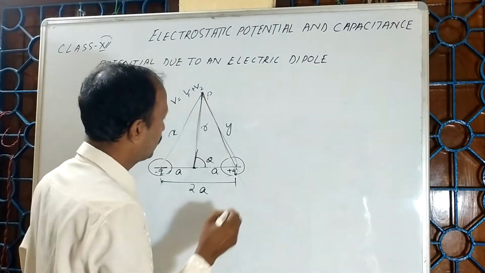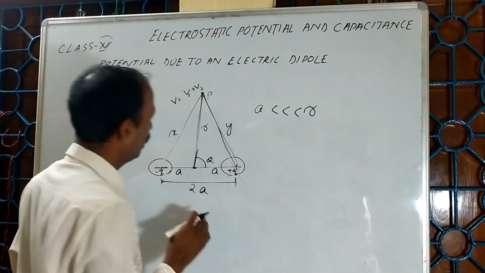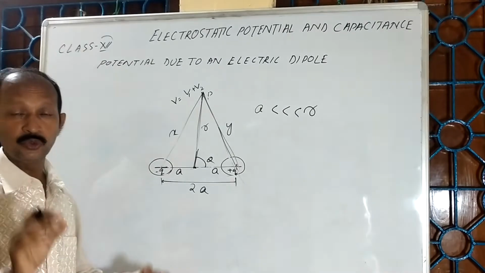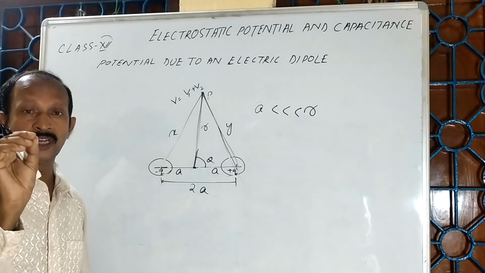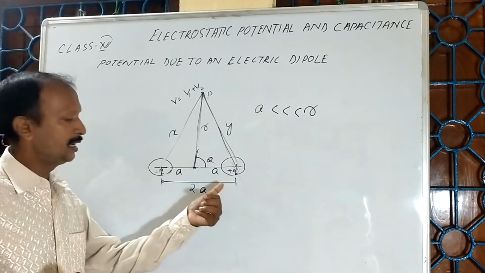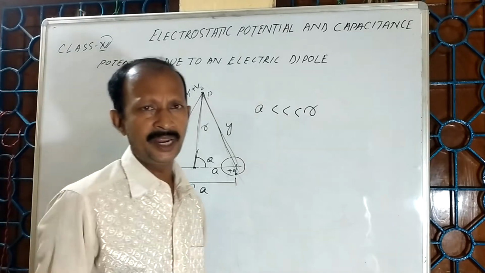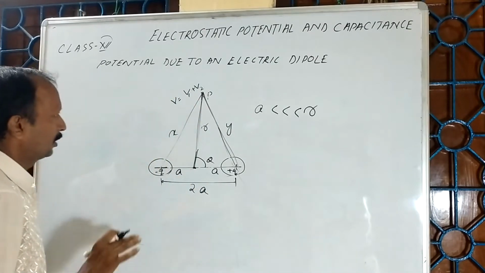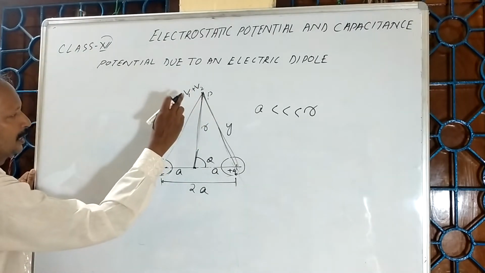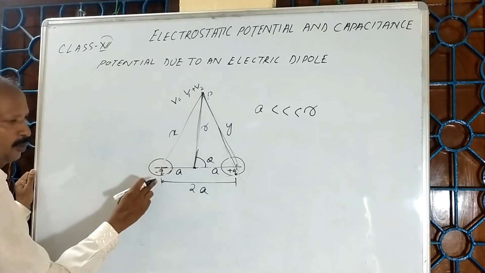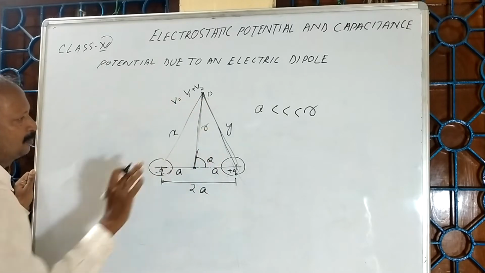So I can say that a is very much smaller than r, because we find dipoles in a molecule. You can think how small the distance is. There is no doubt that these two equal and opposite charges are separated by a finite distance. Now let us see. The potential at the point P will be the sum of V1, the potential due to the negative charge Q, and the potential due to the positive charge Q.